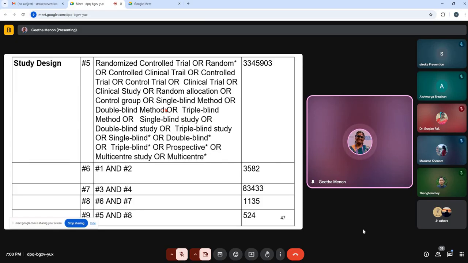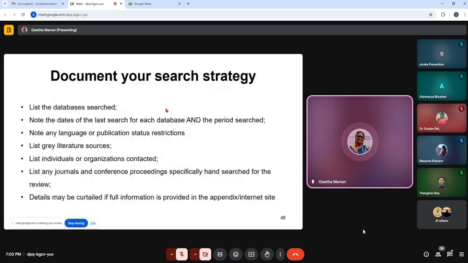Out of these also, some of them may not be eligible for your review and they may have to be dropped. So remember that when you do a search strategy, list all the databases, list all the dates of the last search. Everything should be properly documented. The language, the publication status, all the gray literature sources, everything should be clearly documented.